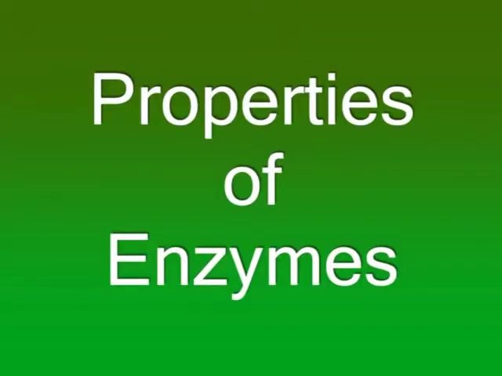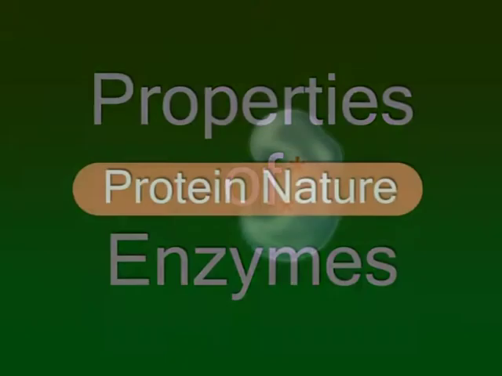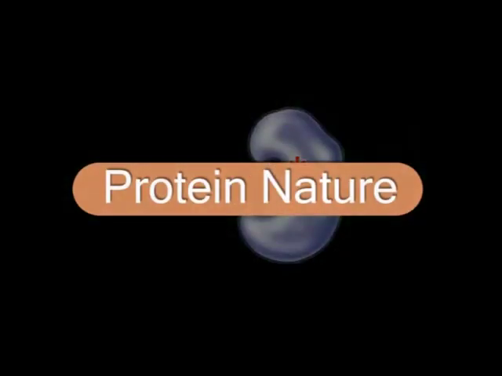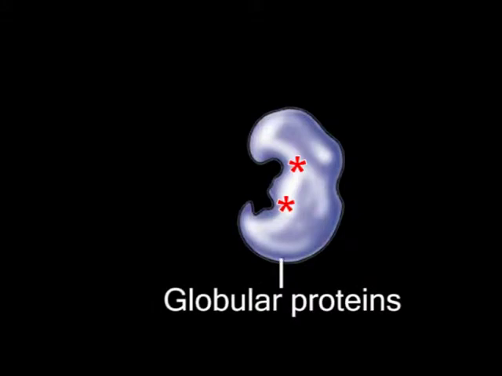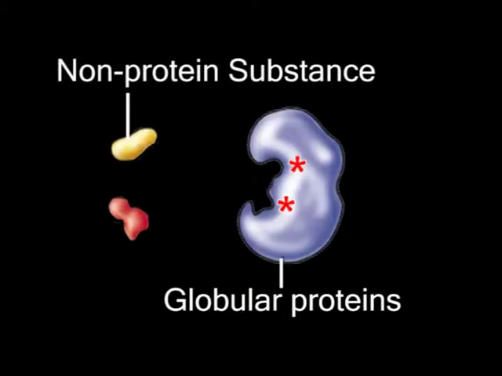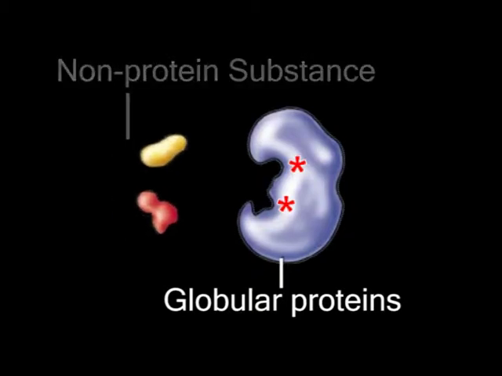Properties of enzymes. Protein nature. Enzymes are polymeric globular proteins. They have also additional non-protein substance associated with their activity.